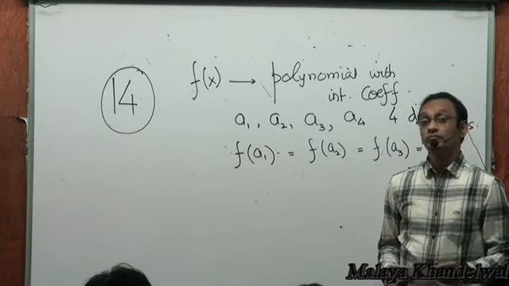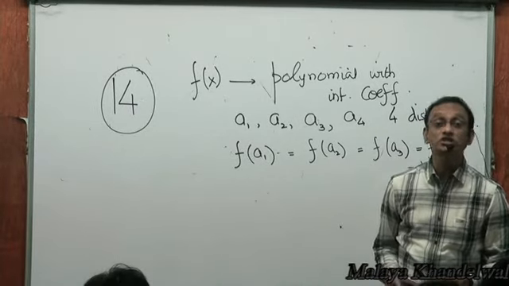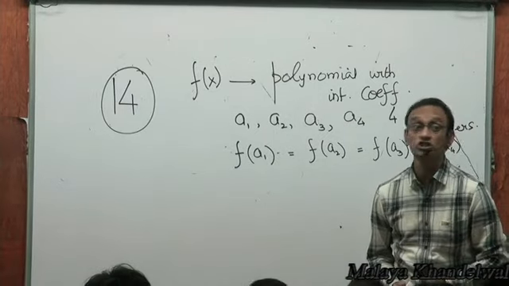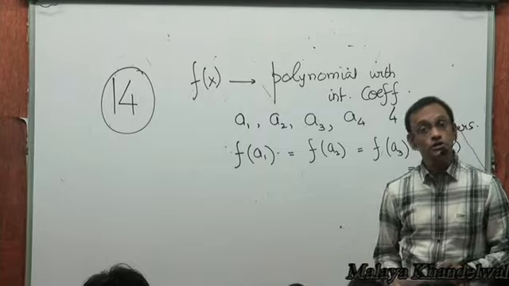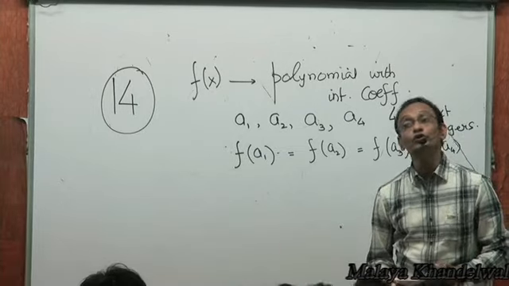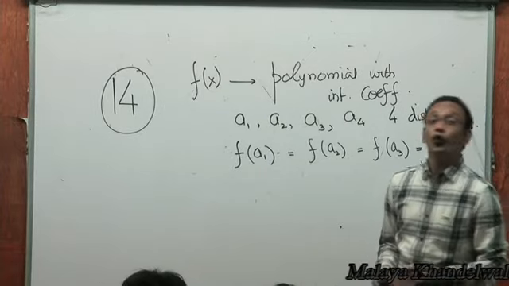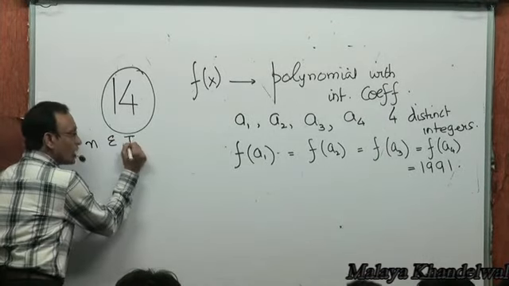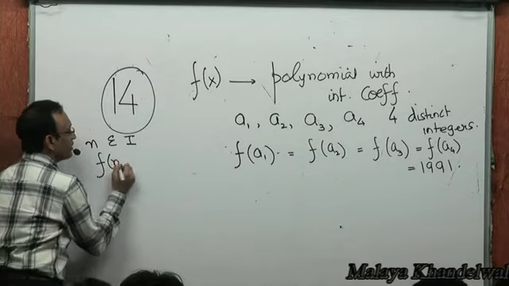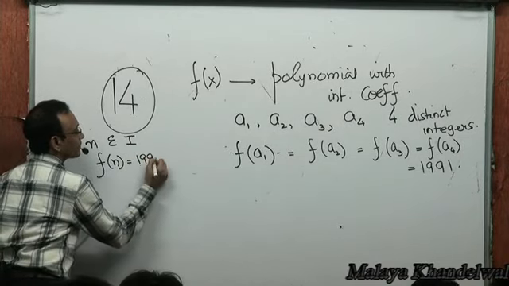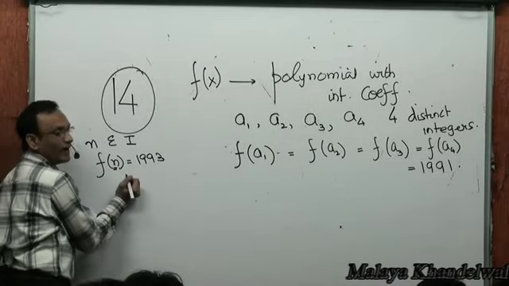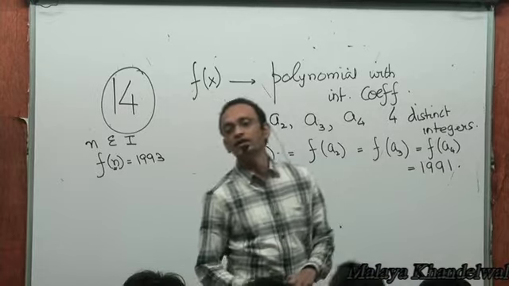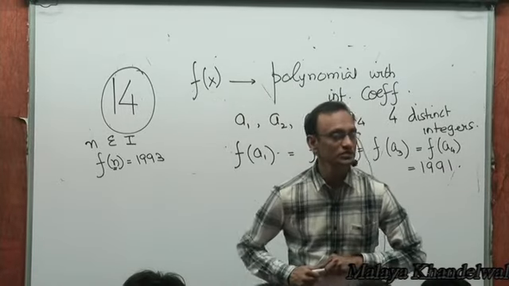We want to show that there doesn't exist an integer n. We want to be able to establish that there does not exist an integer n for which the function assumes a value 1993. We want to establish that an n which is an integer does not exist for which f(n) is 1993. That means for no integral value of x, which is n, could the function assume a value 1993. That is what we want to prove in this.